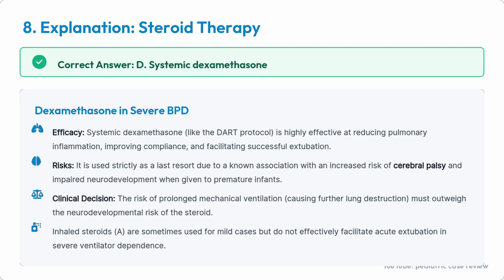Systemic dexamethasone is highly effective at reducing pulmonary inflammation and facilitating successful extubation. However, it is used strictly as a last resort because it carries a known risk of increasing the incidence of cerebral palsy and impaired neurodevelopment in premature infants.